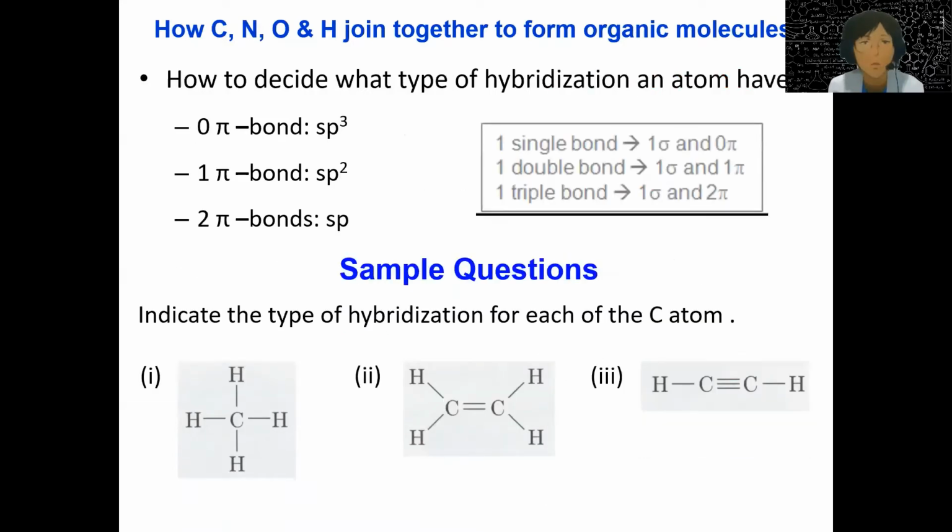How do we decide what type of hybridization atoms have? So this is the simple rule that you need to remember. When there's no pi bond, all single bonds, it is sp3 hybridization. When there's one pi bond, that means one double bond, it is sp2 hybridization. And when there's one triple bond, or two pi bonds, it is sp hybridization. Remember this. So indicate the hybridization for each of the carbon atoms.